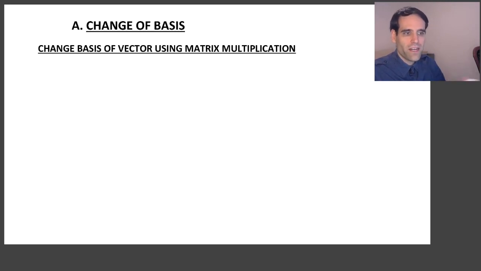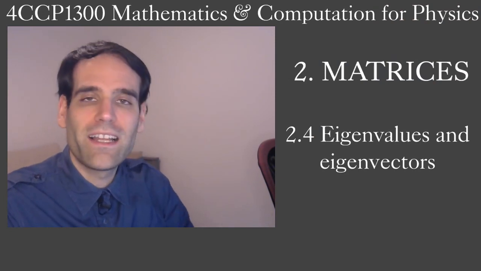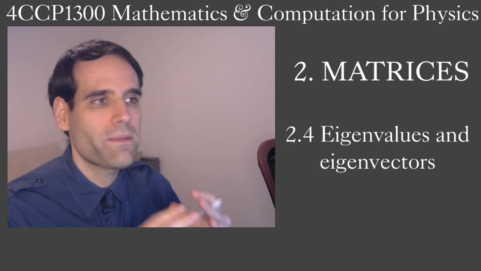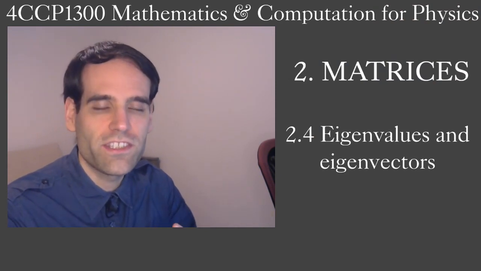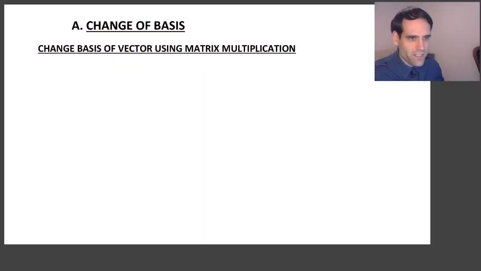The reason why we are doing change of basis in this chapter of eigenvalues and eigenvectors is that the change of basis is needed for the main application of eigenvectors, which is diagonalization, which we will see next. Okay, but first we need to understand the change of basis matrix.